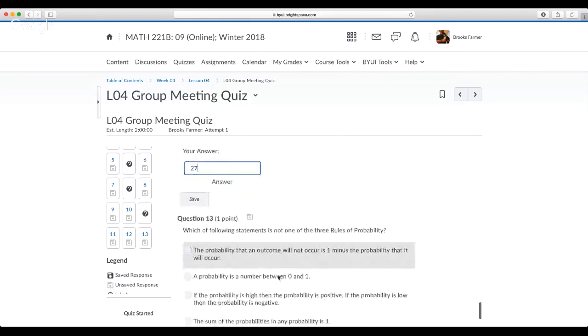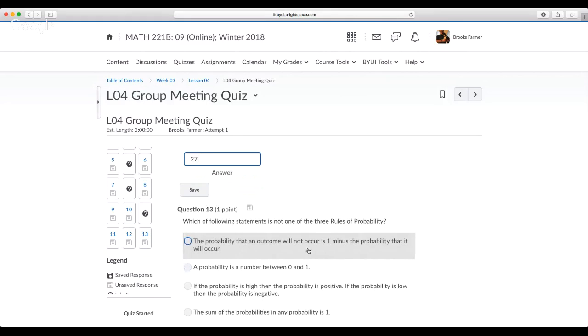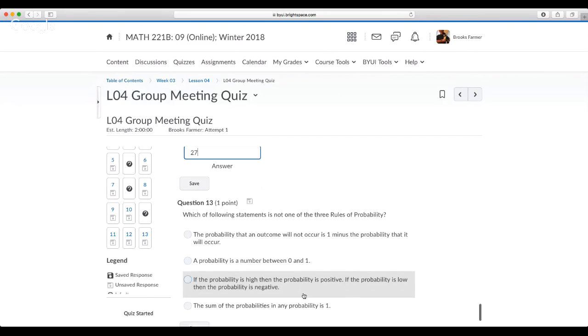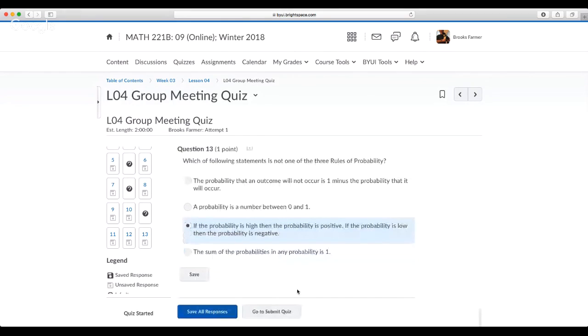Which of the following statements is not one of the three rules of probability? The first one, probability is a number between 0 and 1. That's true. Probability of one, that one's correct. I think it's the third one. Yeah, because there can be no negative probability. Does that make sense to everyone? Yeah, there can't be negative probability. Perfect. All right. Let's see how we did.